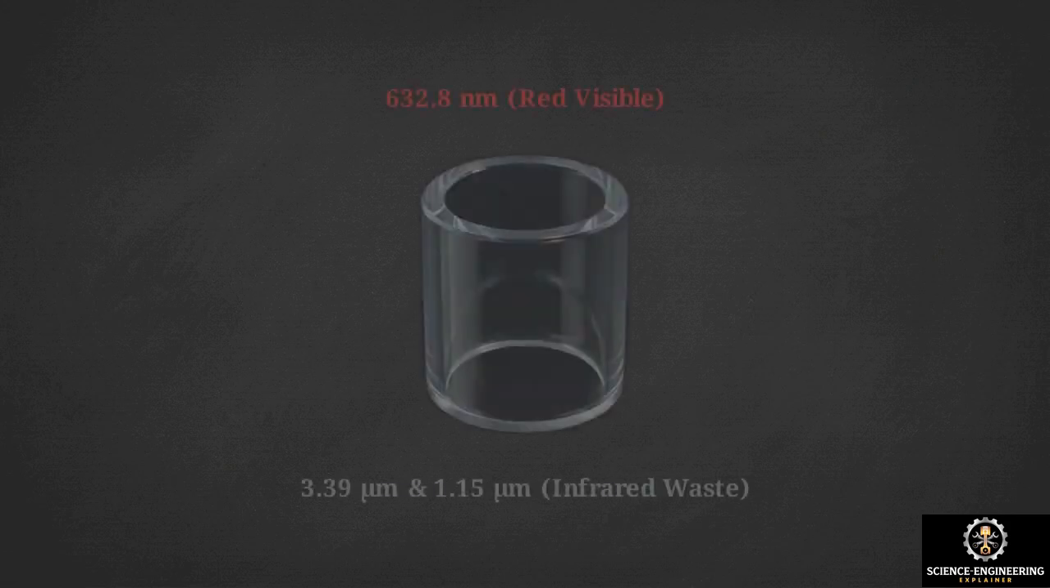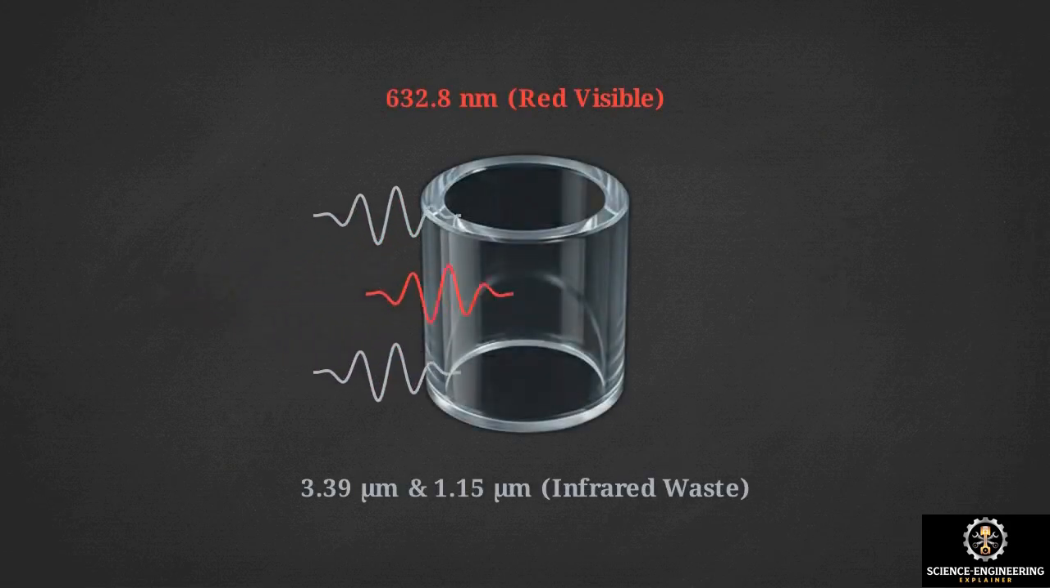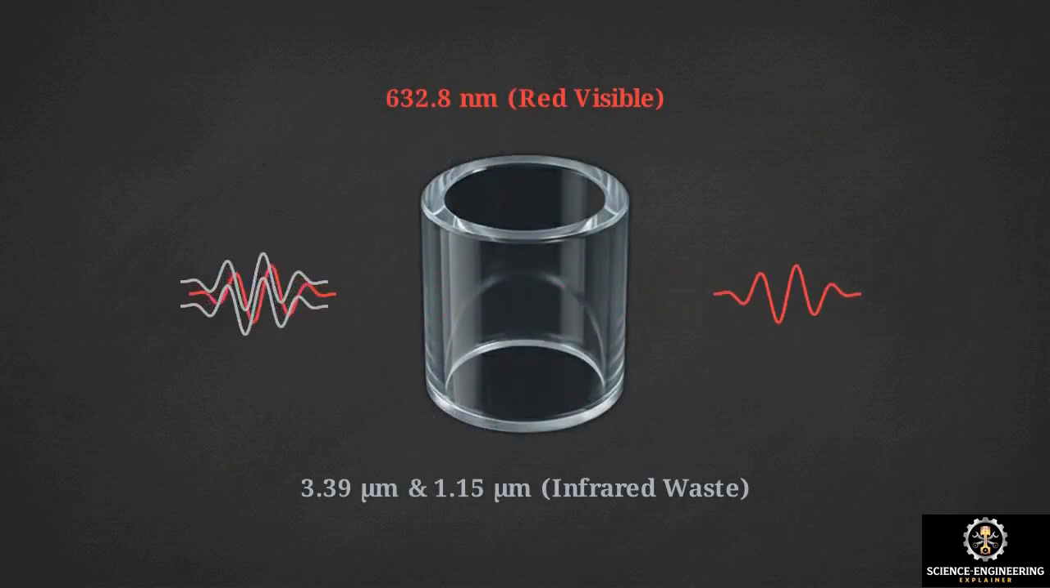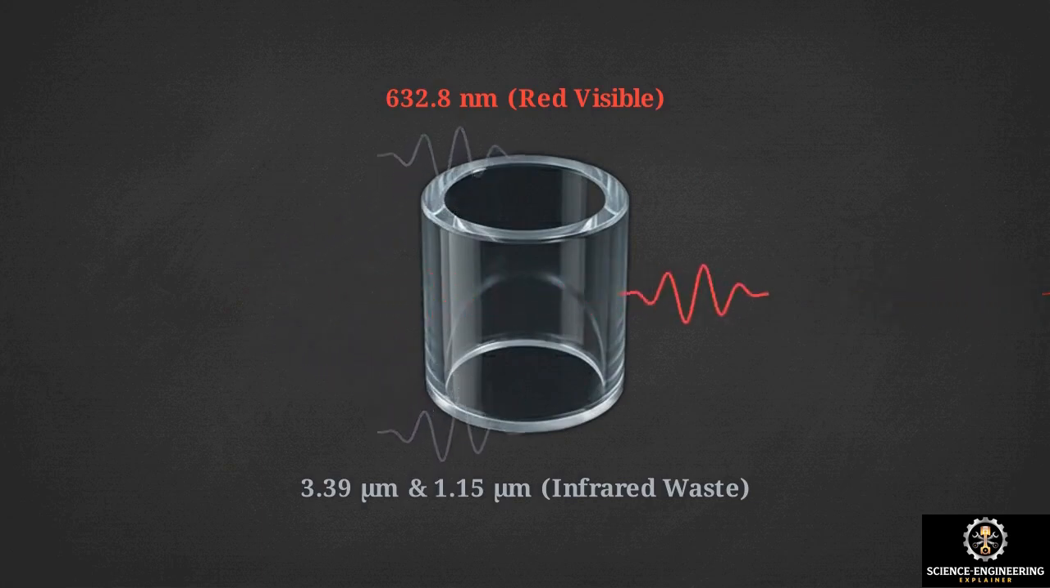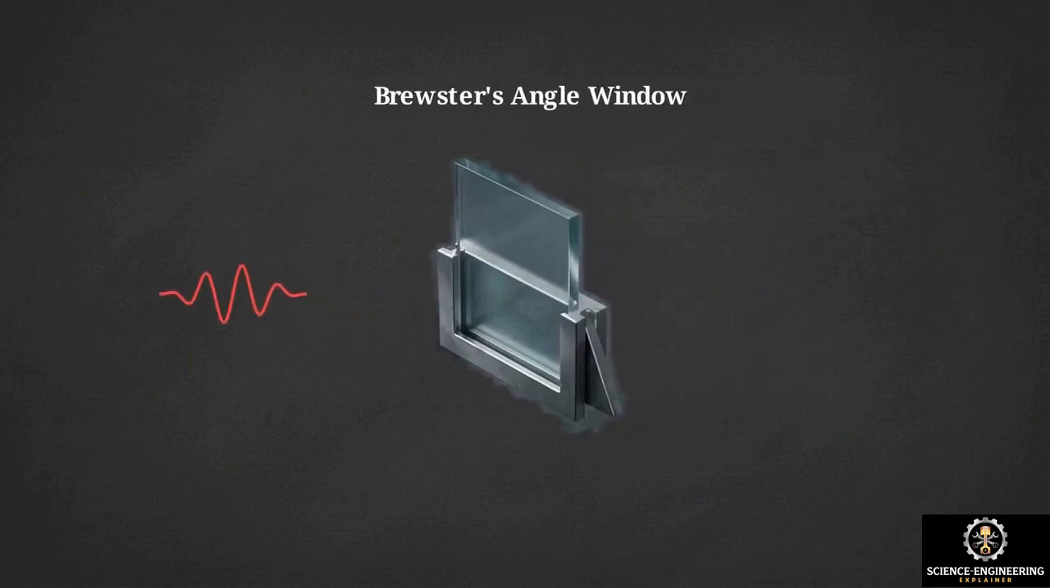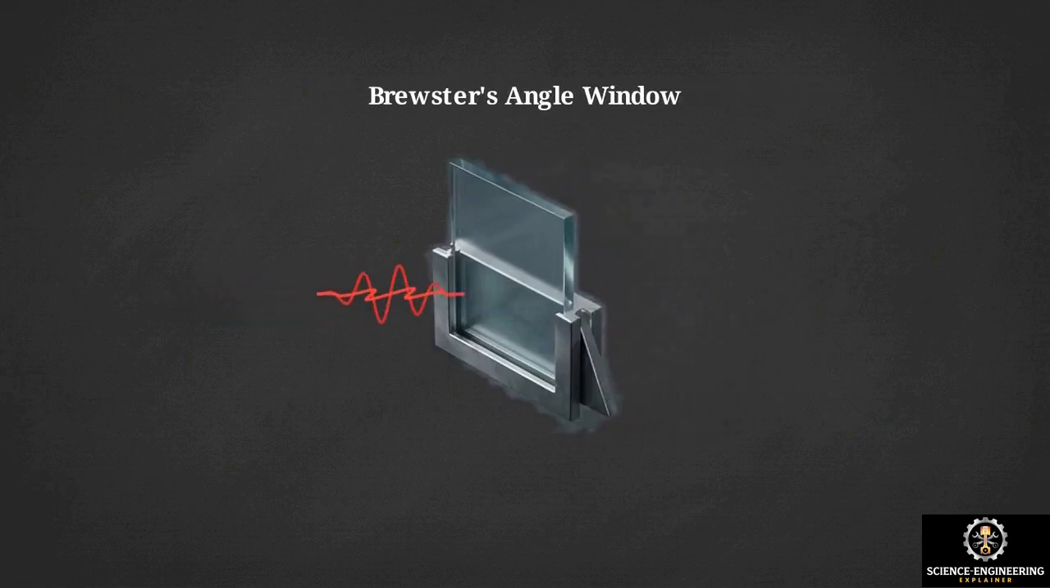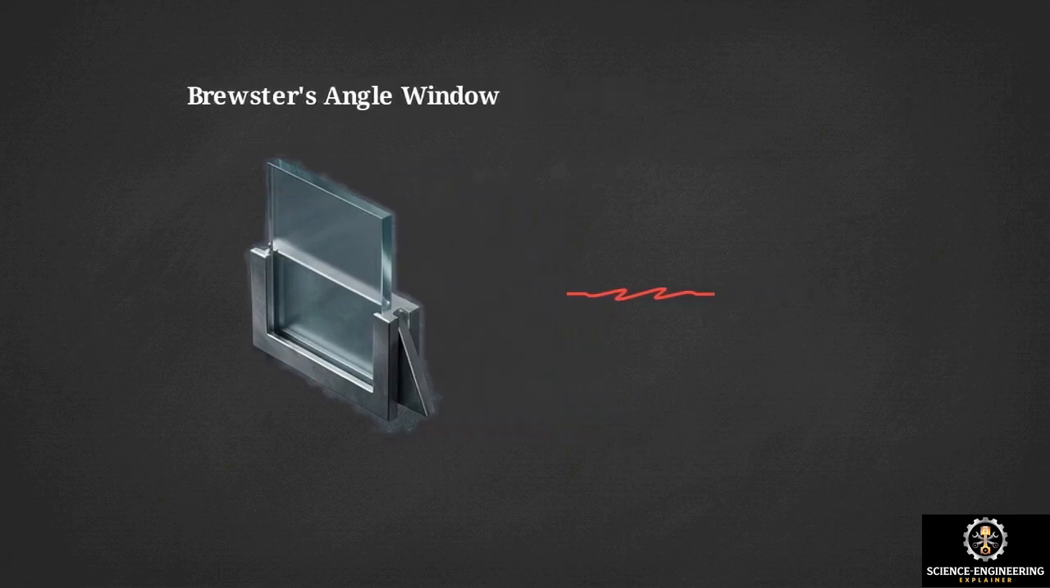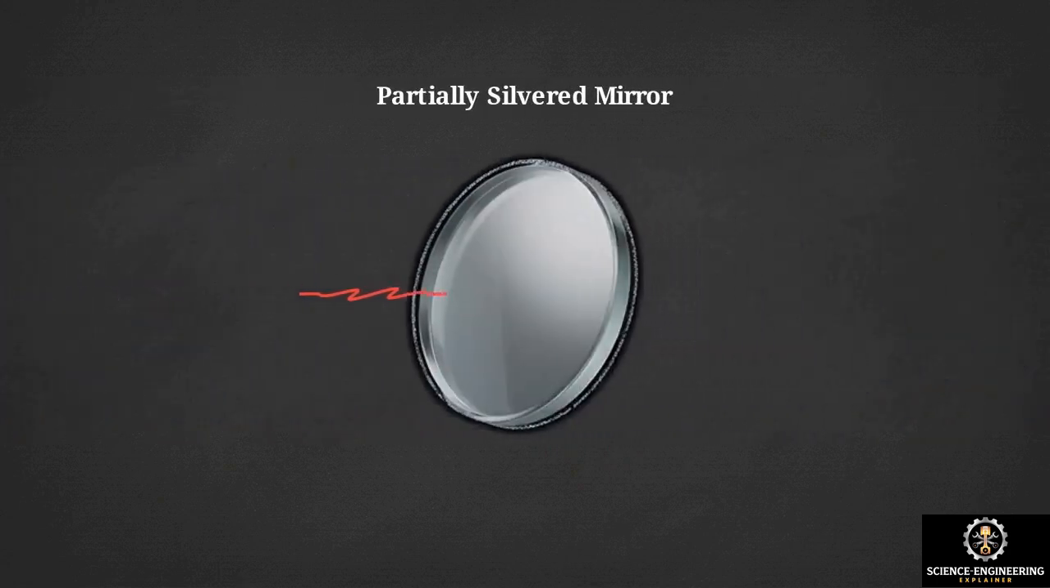The quartz glass of the tube itself is naturally opaque to the weaker 3.39 and 1.15 micrometer infrared waves, absorbing them entirely into the tube walls. The remaining 632.8 nanometer light reaches Brewster's angle windows placed at the ends of the tube. These specifically angled windows cut the perpendicular components of the light, allowing only perfectly polarized waves to exit through the partially silvered mirror. The pure red beam is a highly sculpted output.